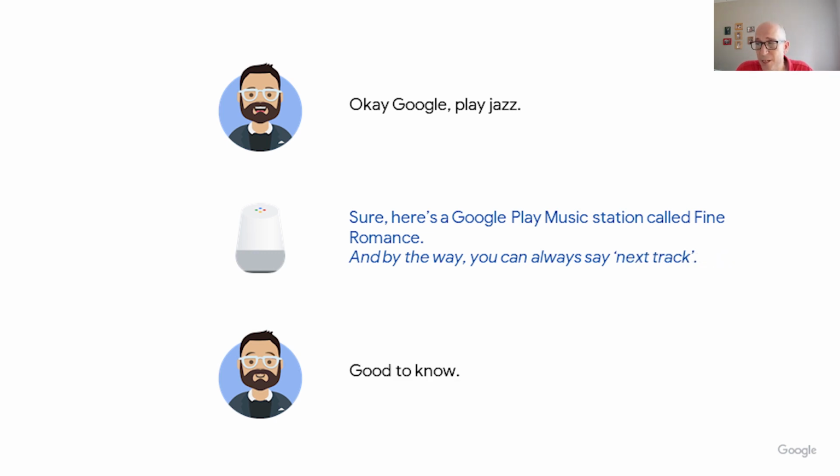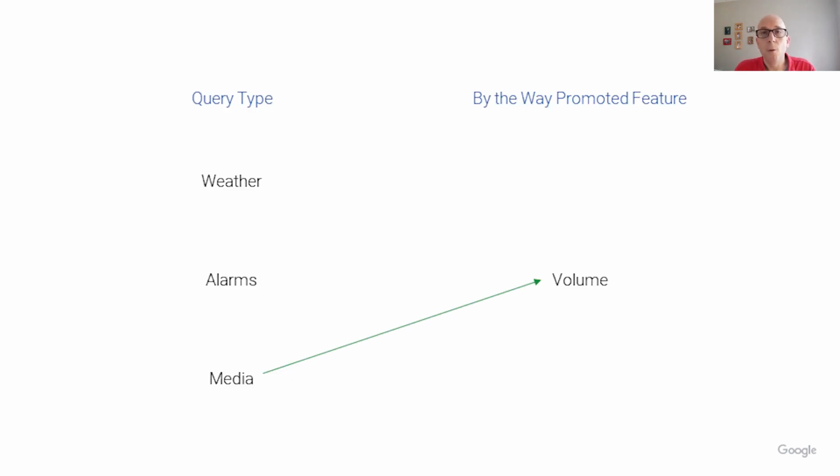But if they asked to hear jazz and we came back with a playlist and then said, and by the way, you can always say next track, this might be valuable information to them at that time, given what they're trying to do. And we've seen this in research. We've found that when we make a very close link between the triggering query, like play jazz, and the by the way that is triggered, like next track, if those two things are extremely related to each other, people will take us up on it.